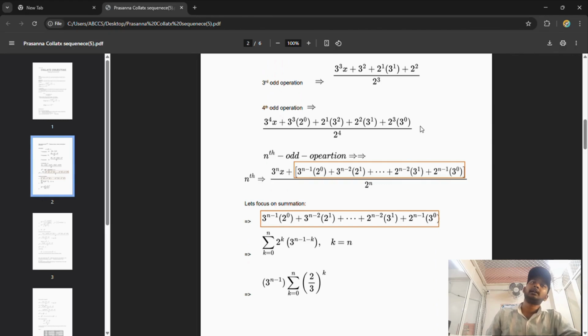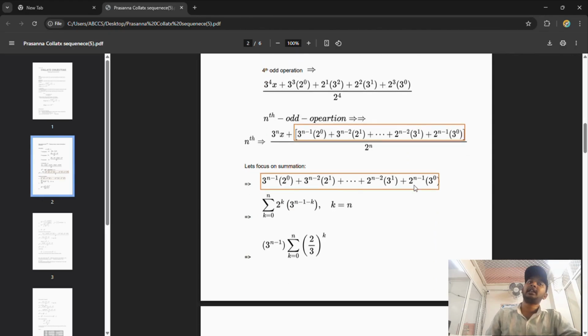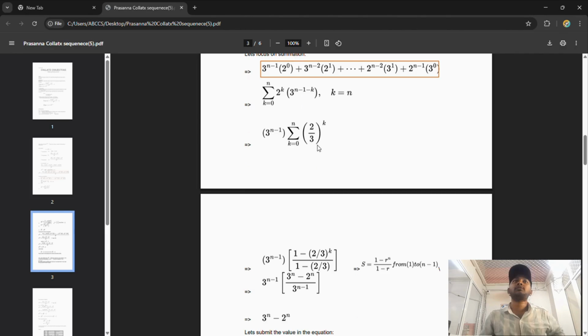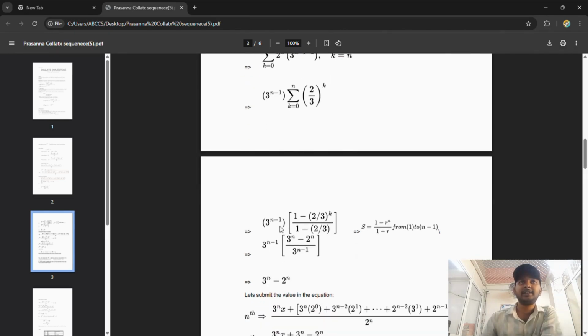So I simplified it like this, and then I factored out 3 to the power of n minus 1, because k is the main thing here. We can't factor out the terms that have k involved. Here I can subtract 3 to the power of n minus 1 from the sequence. I did that, and got the summation of (2 by 3) to the power of k, which is a geometric summation. Any 10th grader will know what to do here. So I did that, and this is the formula.